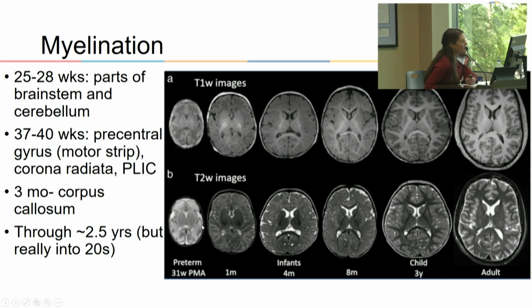And then at about 3 months, you see the corpus callosum, that big central bundle here, starting to become myelinated, because you really can't see it much at term age, or even at 1 month. So really after 3 months, the corpus callosum gets myelinated. And then again, myelination continues radiographically through about 2.5 years, but really into your 20s, which is why some of us made the decisions we made in high school and college.